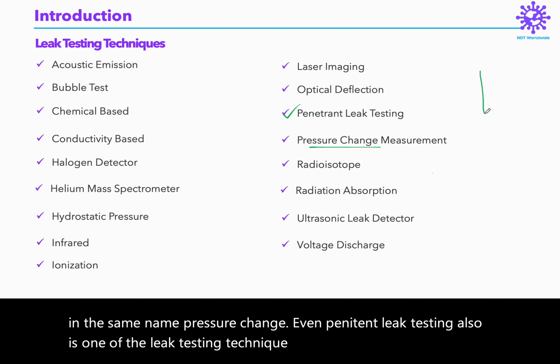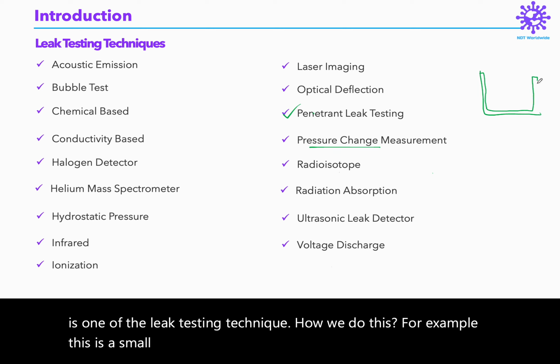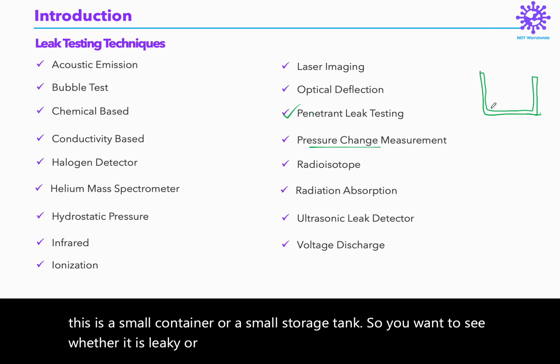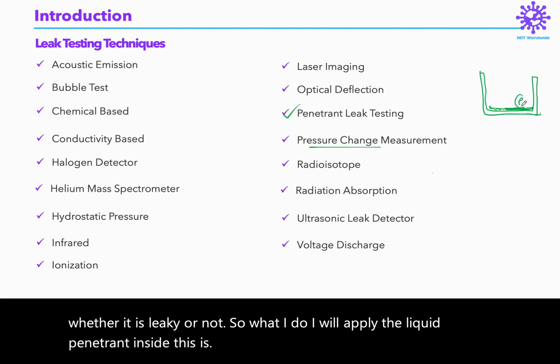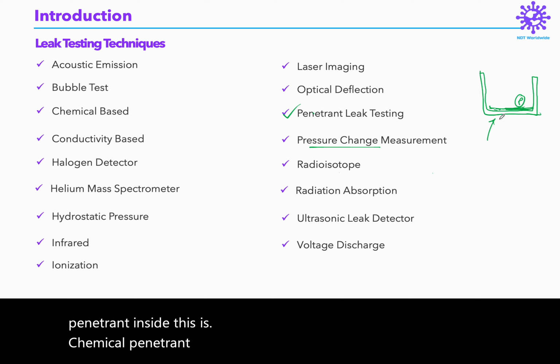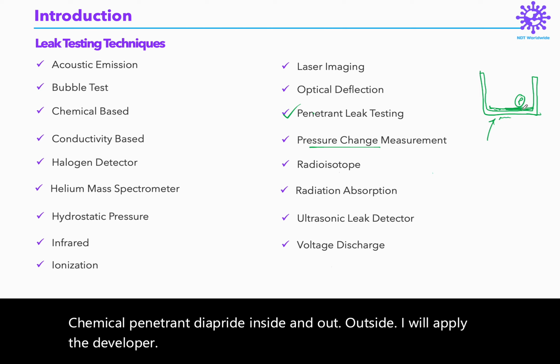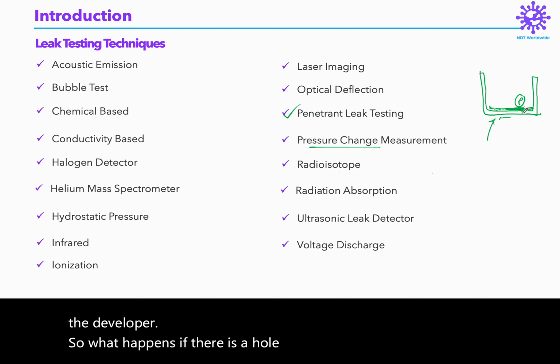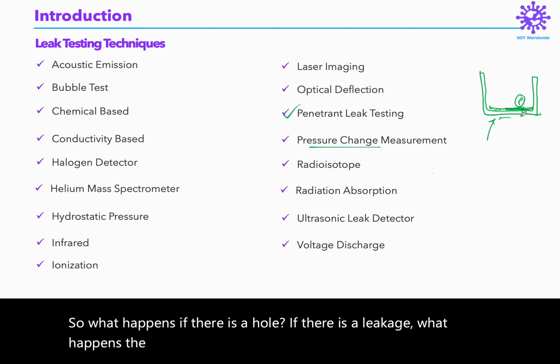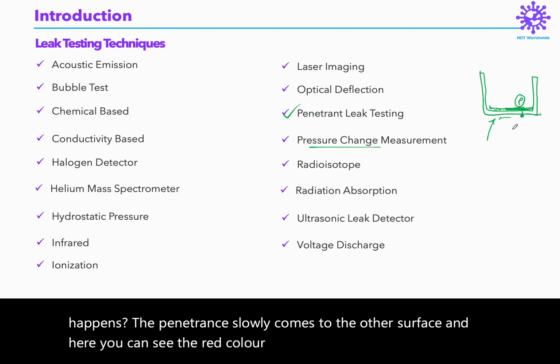How do we do this? For example, this is a small container or a small storage tank. You want to see whether it is leaking or not. So I apply the liquid penetrant inside. This is a PT chemical penetrant I applied inside, and outside I'll apply the developer. What happens if there is a hole, if there is a leakage? The penetrant slowly comes to the other surface, and here you can see the red color spots. This is what we call penetrant leak testing.